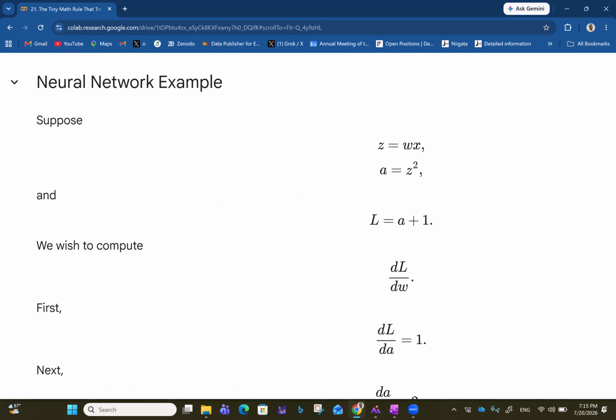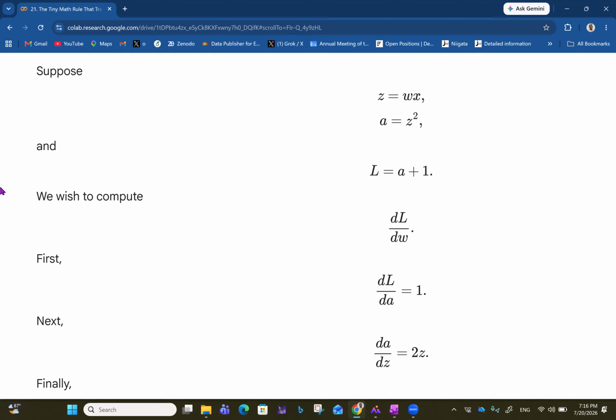So imagine a neural network example. Suppose z is Wx, a is z squared, and L is equal to a plus 1. So you see, L depends on a, depends on z, depends on x. W here is a constant. Here we wish to compute with respect to W. So z is a function of W here, and x is not one of the variables to consider. So we wish to compute dL/dW first.